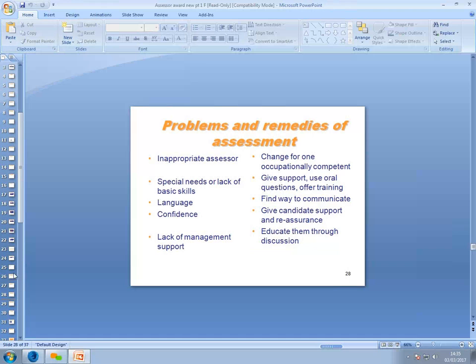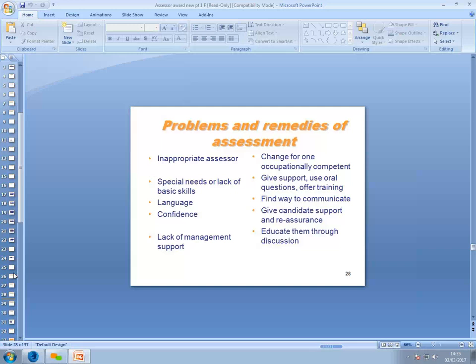Problems and remedies of assessment. Inappropriate assessor: change to one that's occupationally competent. This is very important, to be honest. Some people think once they've got the assessor qualification, they can assess basically anything. That's not true. You can broaden what you can assess by having an understanding of the criteria involved. But in a lot of cases, you must be competent in the area which you assess.